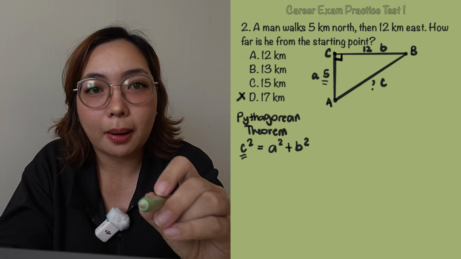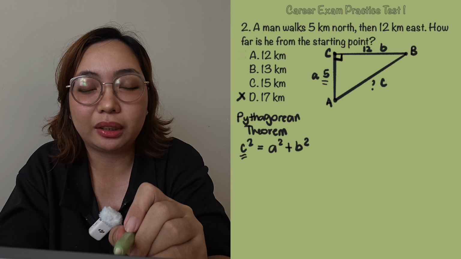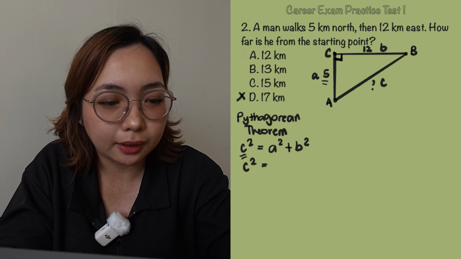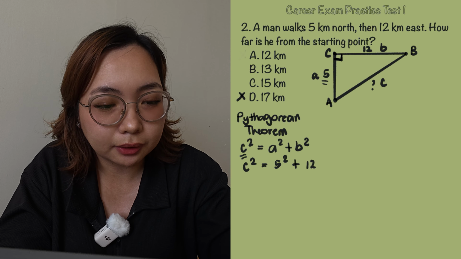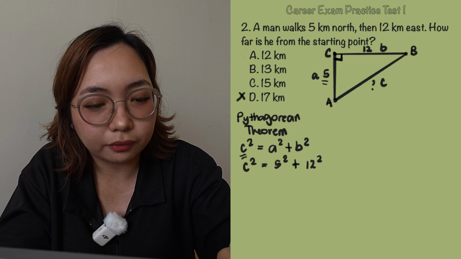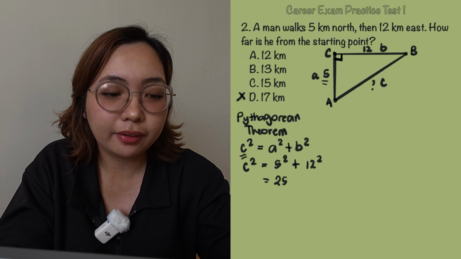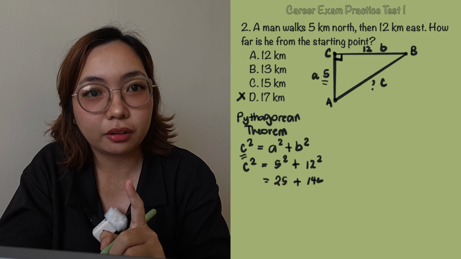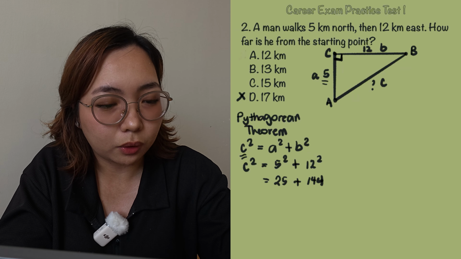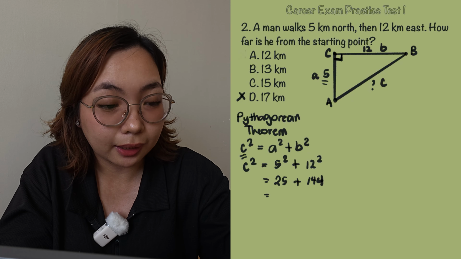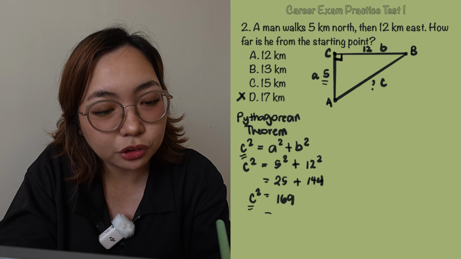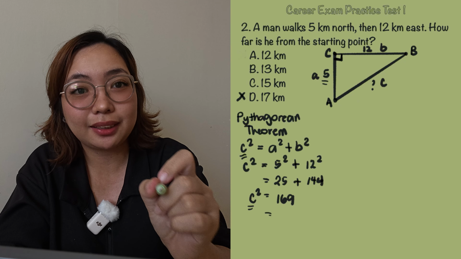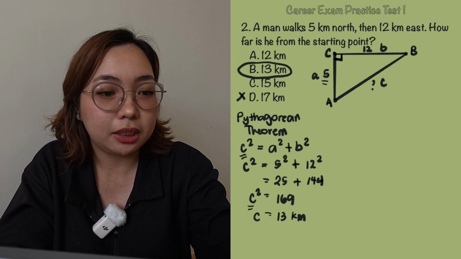So A is 12, B is 5. And we are looking for the value of C. Let's solve it. C squared equals A squared is 5 squared. B squared is 12 squared. 5 squared is 5 times 5. We have 25. 12 squared is 144. So this one is 169. That is the C squared. What number when you square is 169? The square root, which is 13. Direct distance from point A to point B is 13.